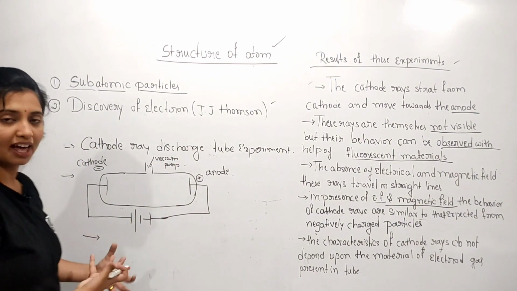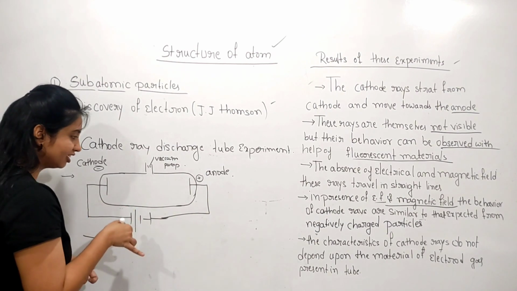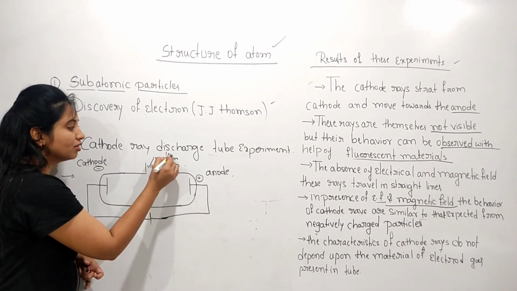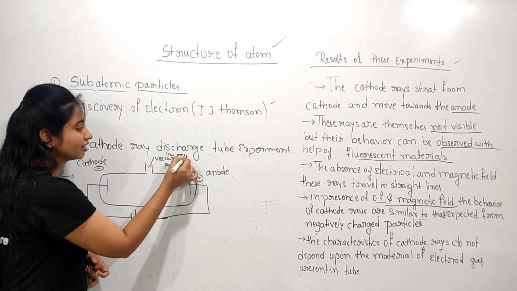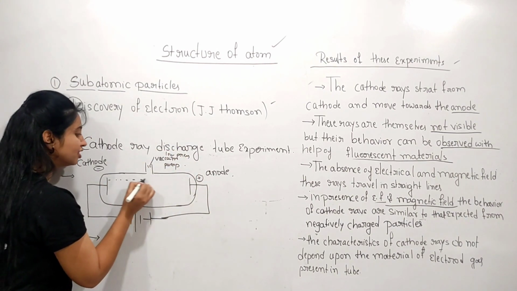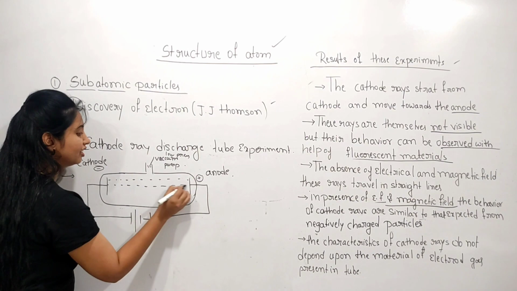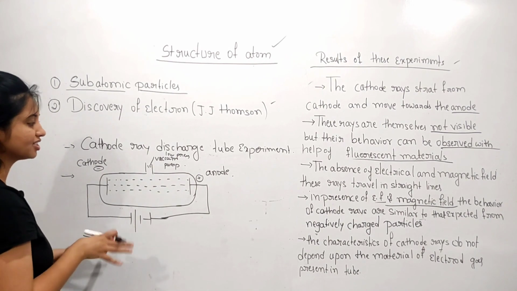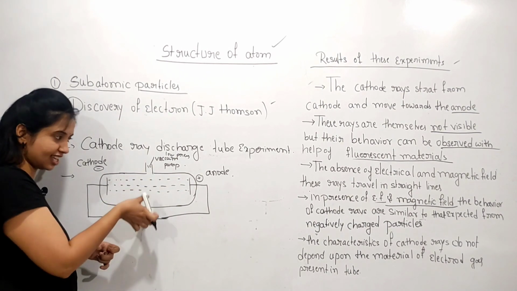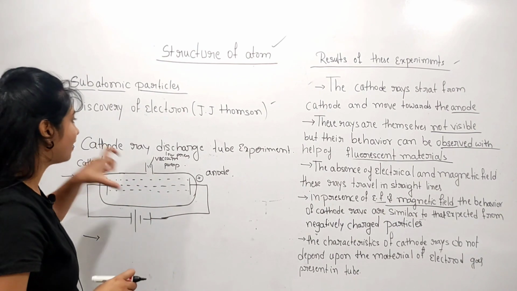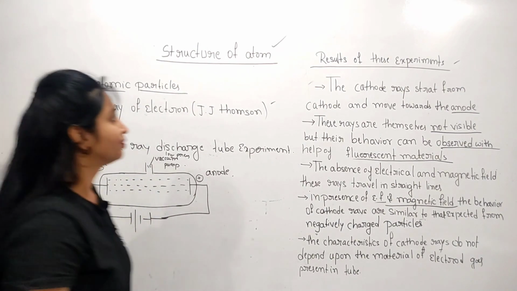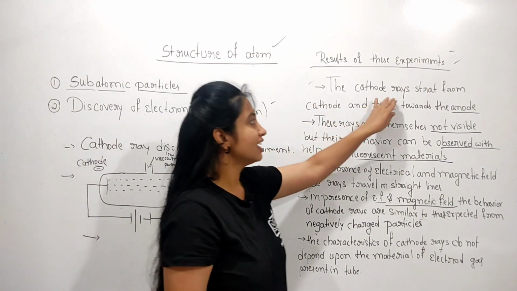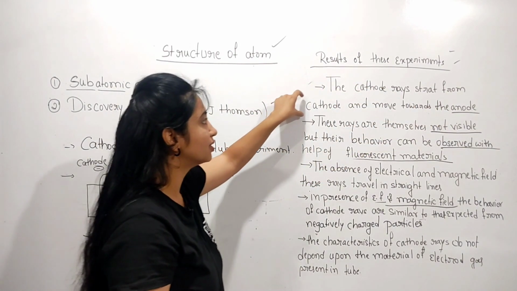Then we supply the electric current, the voltage is applied here, and we maintain a very low pressure here. Then some rays are moving towards the anode. So by the results of this experiment we got some characteristics of these rays, and by those characteristics we find the subatomic particle.